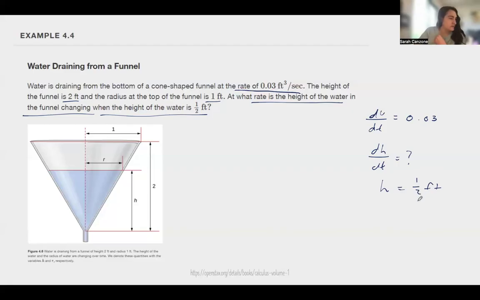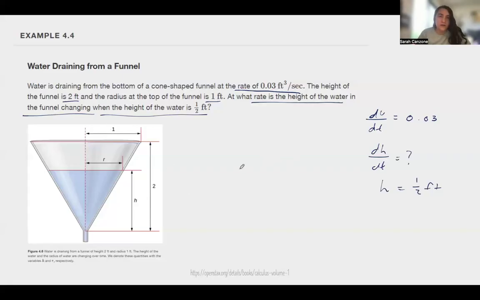So we have a slight issue here because we're not given anything about the radius when the height is a half of a foot, but we are given something about the radius here. So we need to take that into consideration. We have information about a radius, but we don't know the radius when the height of the water is a half of a foot. We know the radius when the height is 2 feet, right? It's 1. But that's not what we're looking for.